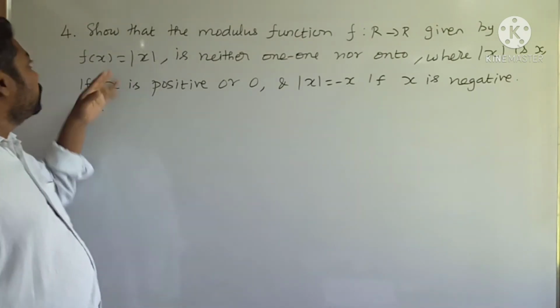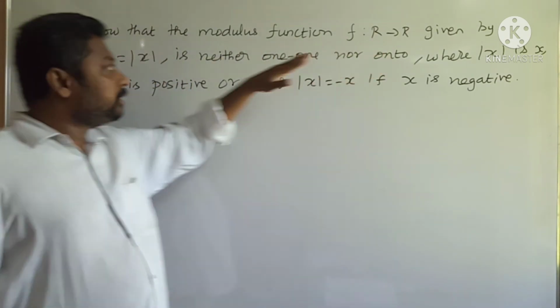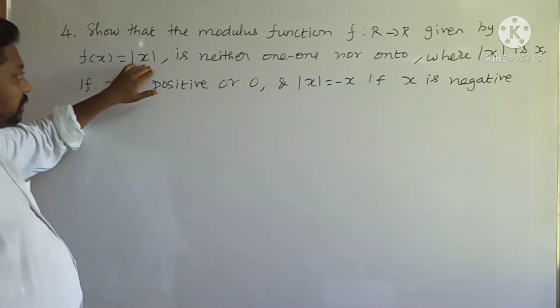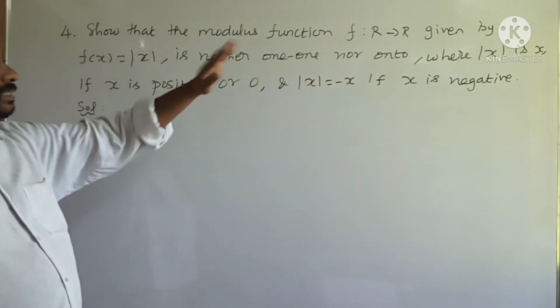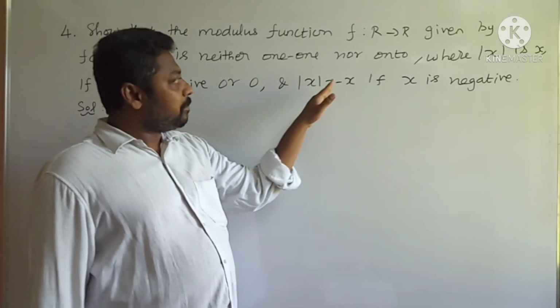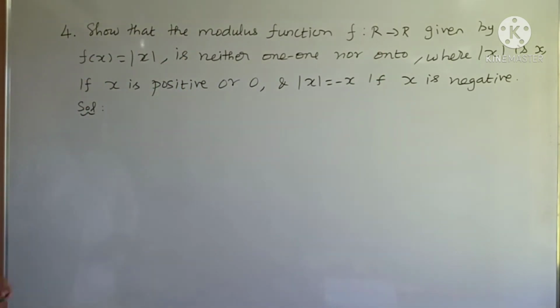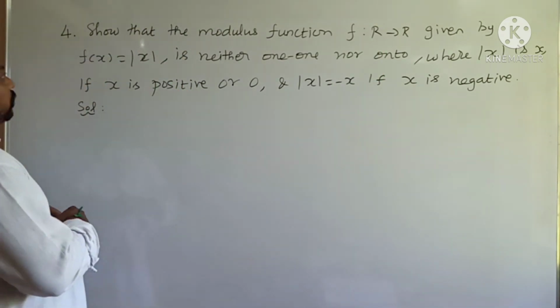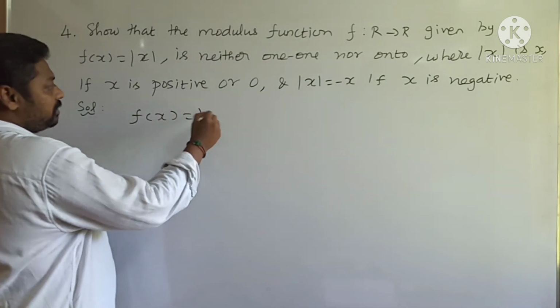Coming to the fourth question, show that the modulus function f from R to R given by f(x) = modulus x is neither 1 to 1 nor onto, where modulus x is x if x is positive or 0 and modulus x is minus x if x is negative. So what is this function? Modulus x. So f(x) is the modulus function.